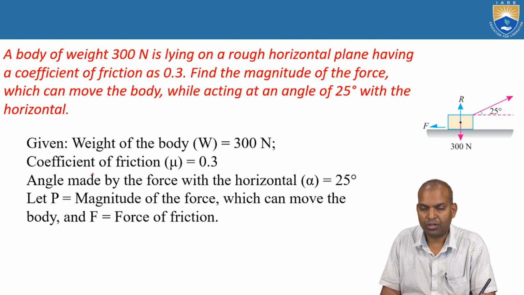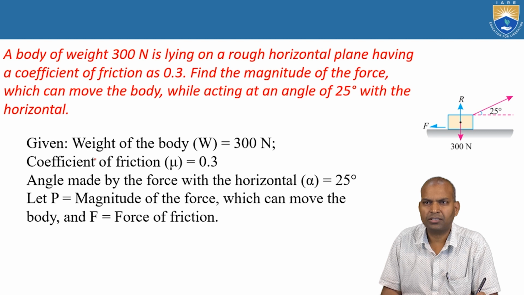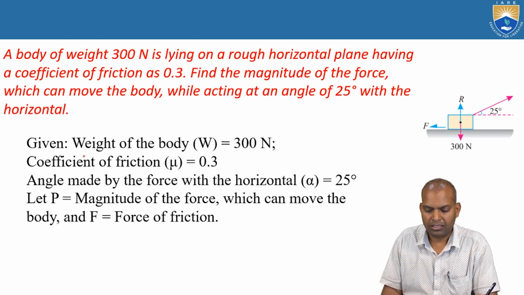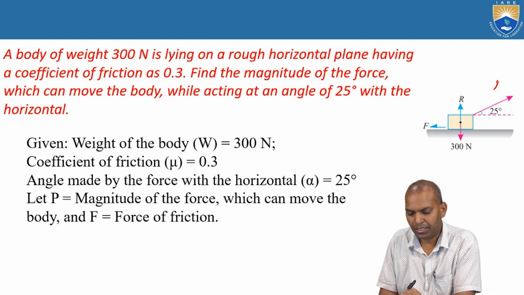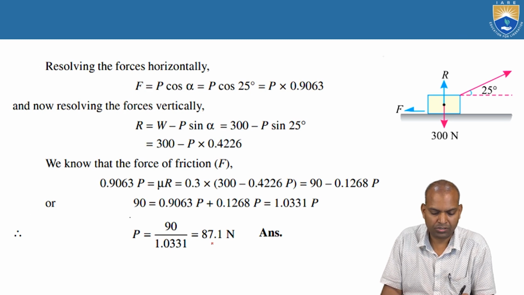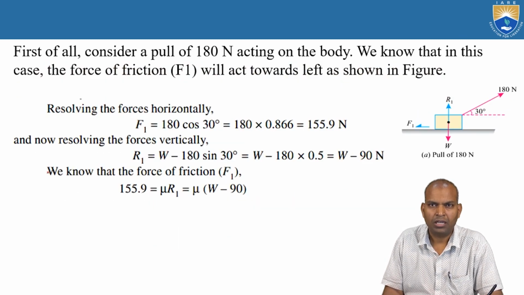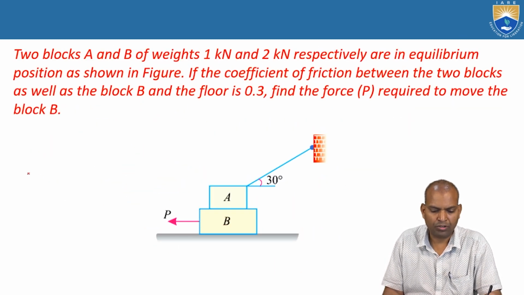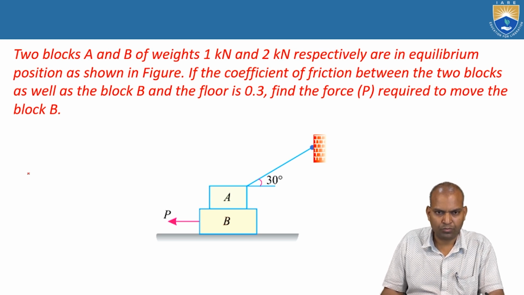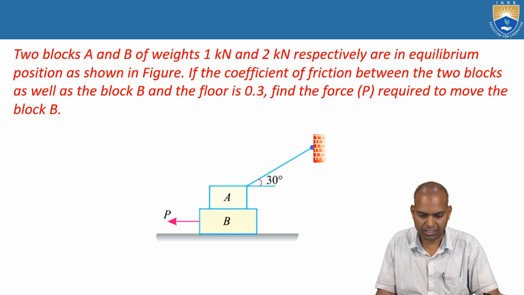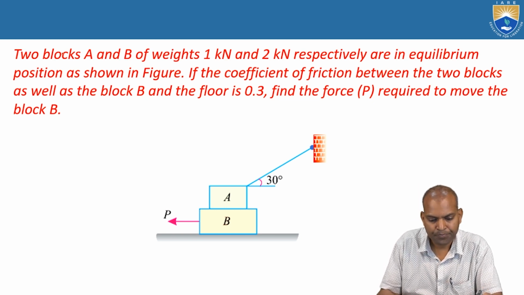Now here, the weight of the body is 300 newtons, which is acting downwards. Here we calculated the effort P. What is the effort P? The force is 87.1 newtons. Now in this session, we are going to consider the very important model number 3, and we will go back to model 1 and model 2 and revise them. Now let us begin.